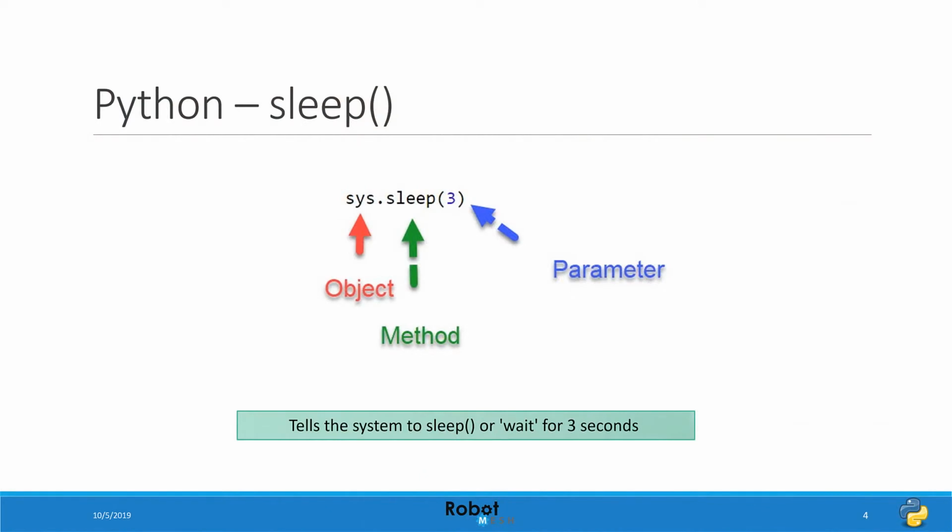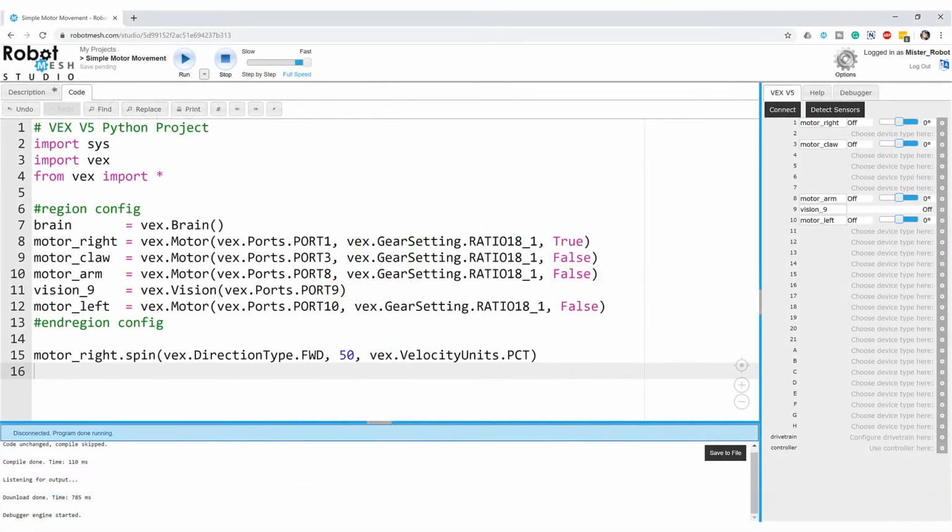The sleep function in Python is analogous to the wait command in RobotC. Here we will tell the system to sleep or wait for 3 seconds. Now let's add this to our program and observe what happens. Let's add a system.sleep call here right after our motor movement.